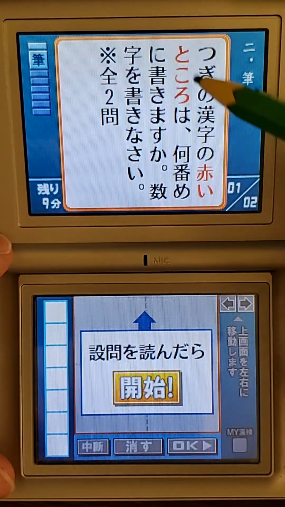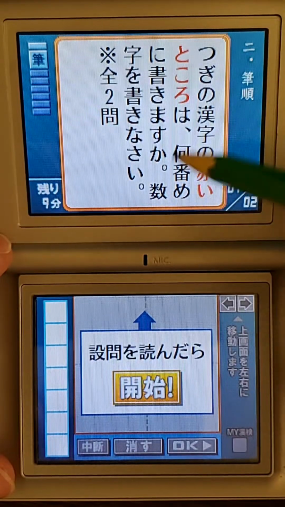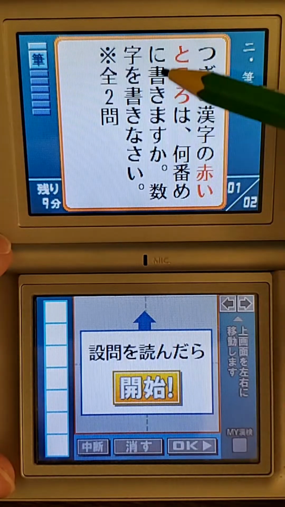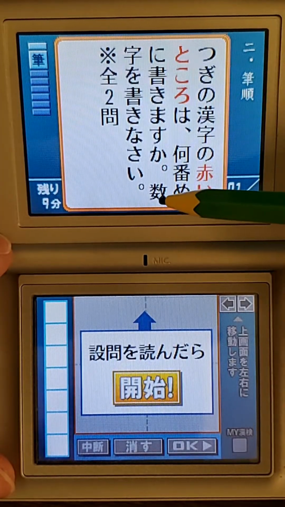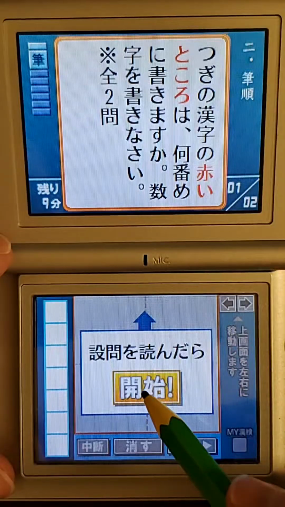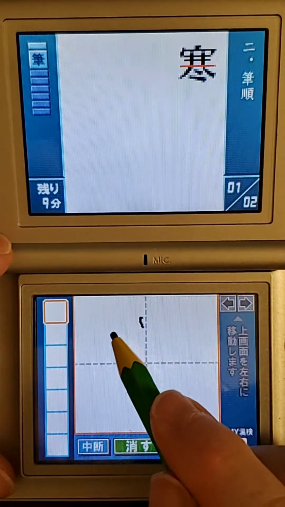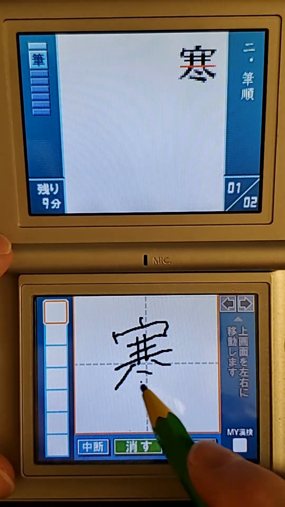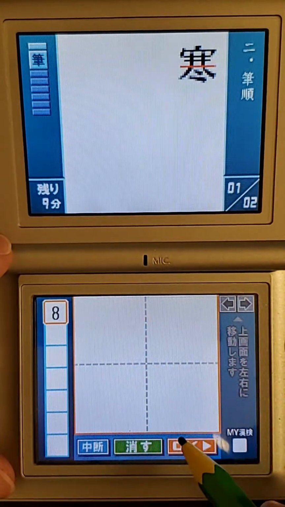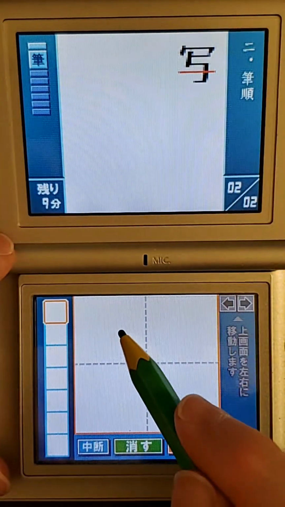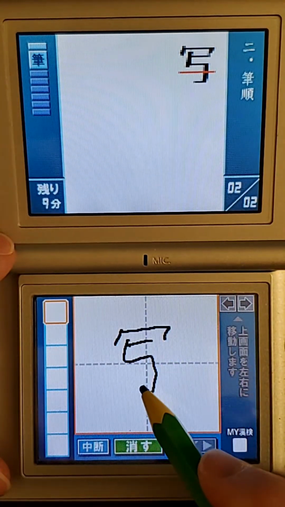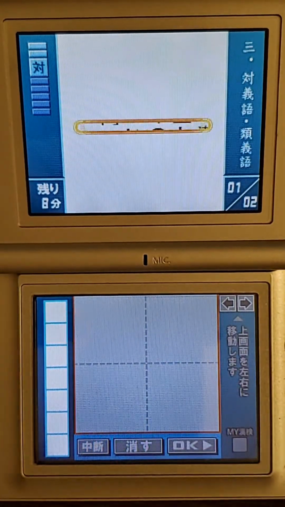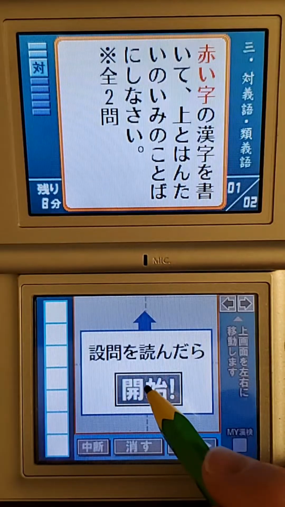So, Tsugi no kanji no akai tokoro wa nanbanmei. So nanbanmei, the order of it. Which one? Ni kakimasu ka? What? Ni o nanbanmei ni kakimasu ka? Suji o kakinasai. So 1, 2, 3, 4, 5, 6, 7, 8. So it's hachi. This one is 1, 2, 3, 4, 5. So it's fifth. All right. Next one.